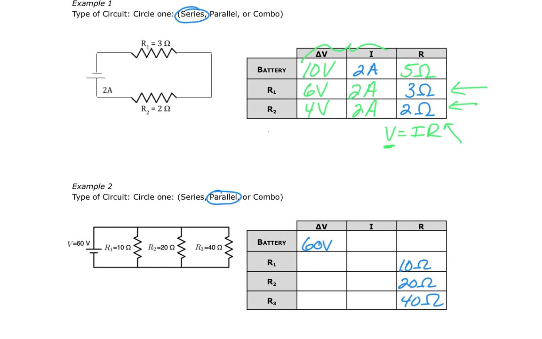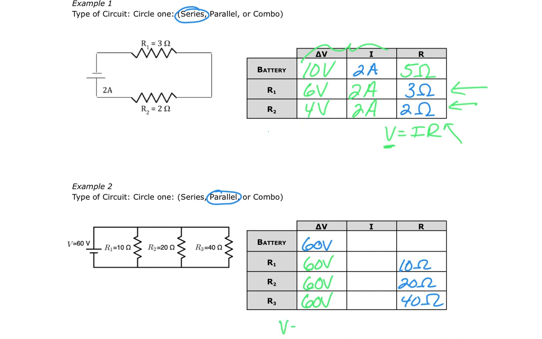The first thing that sticks out in my mind is that if the battery electric potential difference is 60 volts, then the electric potential difference for each of these components must also be 60 volts because they're connected in parallel. So this must be 60 volts, this must be 60 volts, and this must be 60 volts. Now I can use Ohm's law because I know the electric potential difference and the resistance for each of the 3 components.